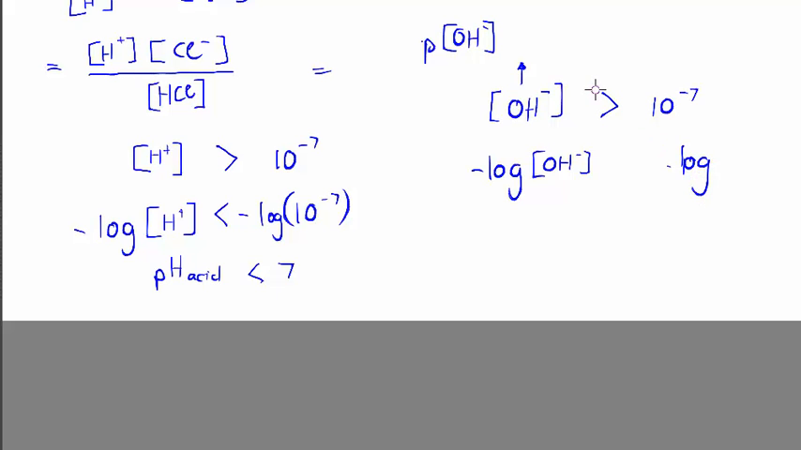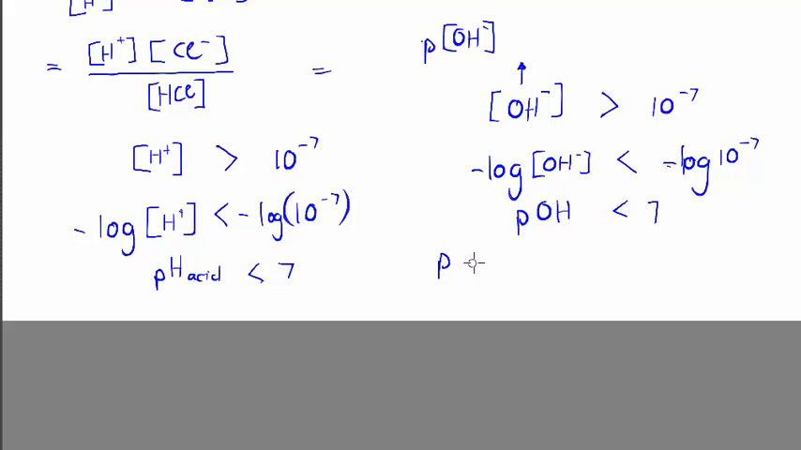But remember, the moment in an inequality when I take a negative, I must change the sign when I multiply with a negative. So I took logs on both sides, and I took a negative log on both sides, so that's why it changes. So it's 10 to the power of negative 7. So in other words, pOH is less than 7. But this is not pH.